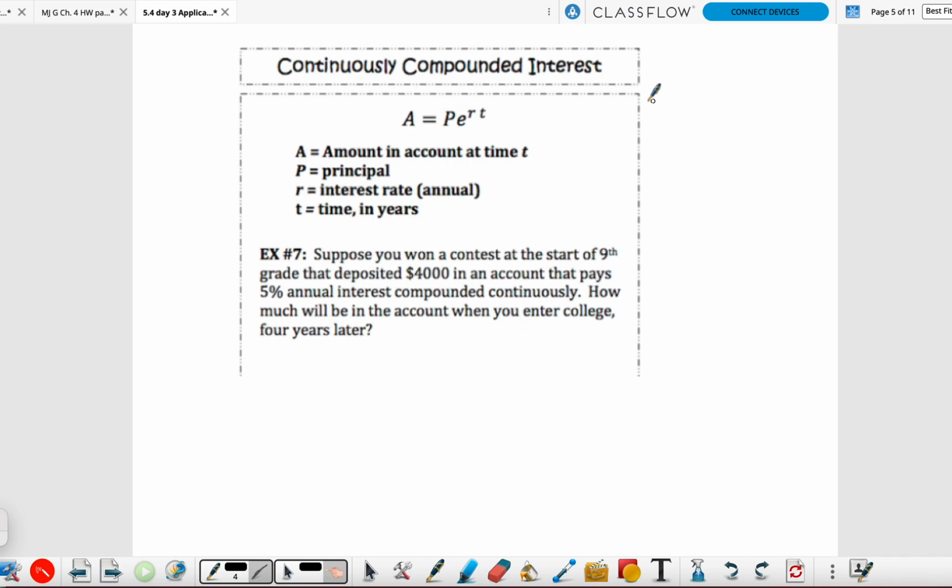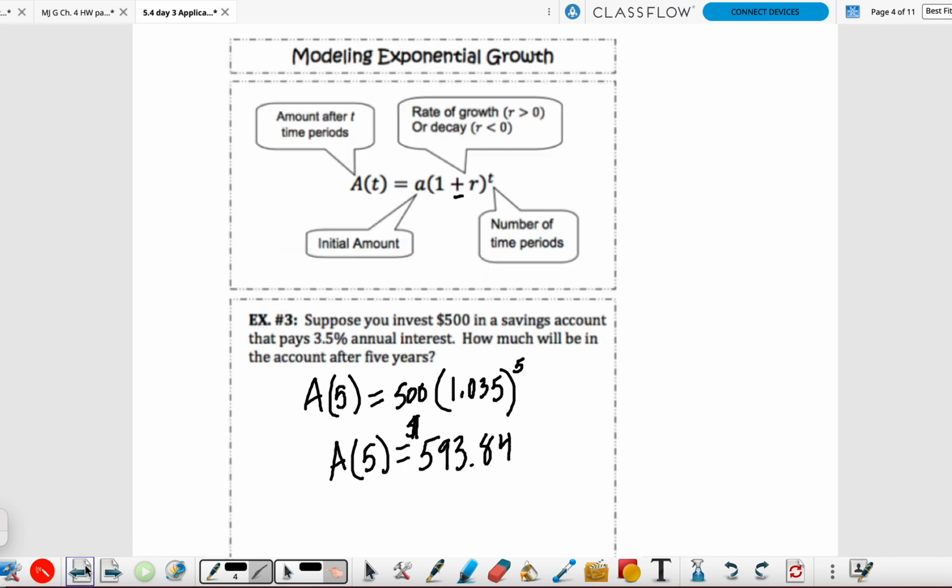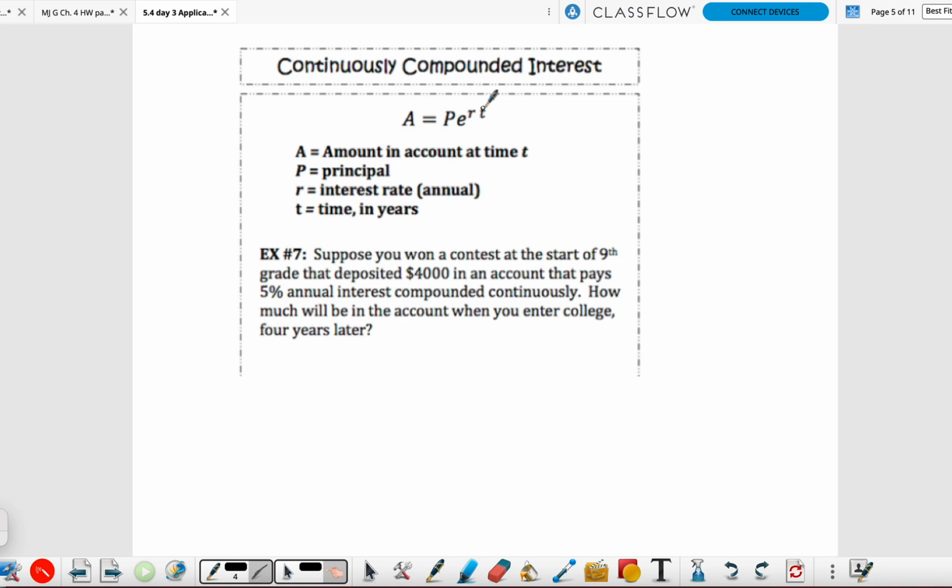You probably remember this from Algebra 2, but we call this our APERT formula. This is just a different way to calculate interest, and this is where interest isn't growing per year, but it's actually accumulating continuously. So for continuously compounded interest, that means the interest is always going up. We use this APERT formula where A is the amount in the account at time t, P is the principal, that's your starting amount.